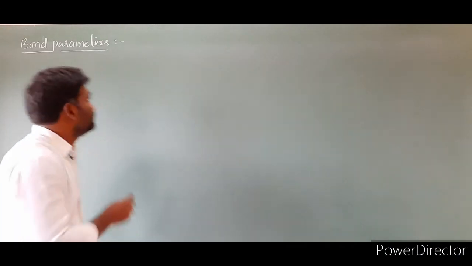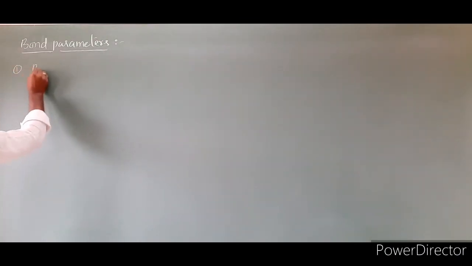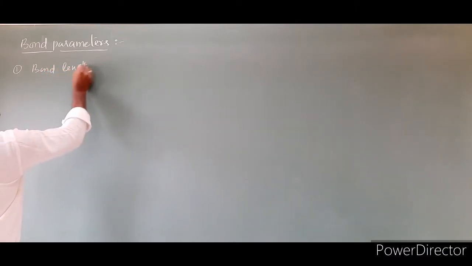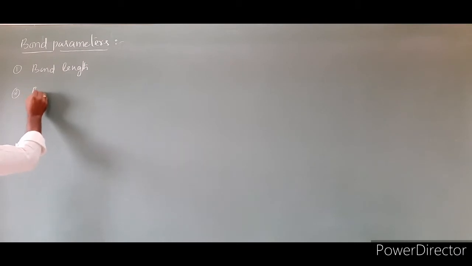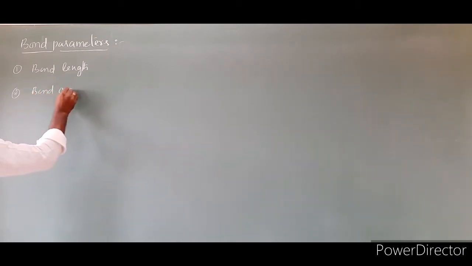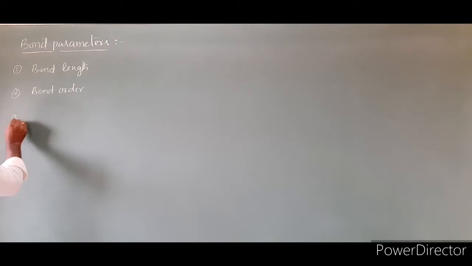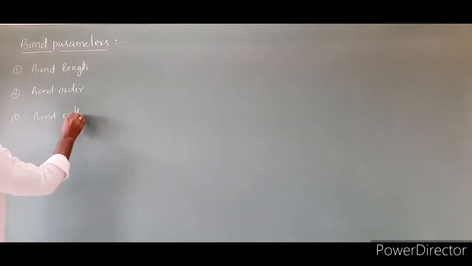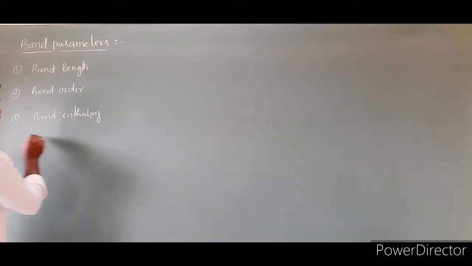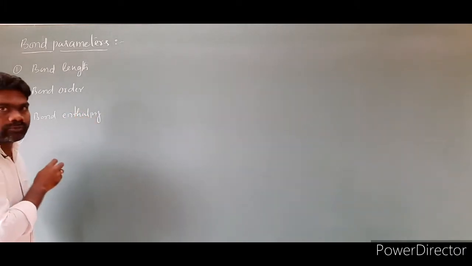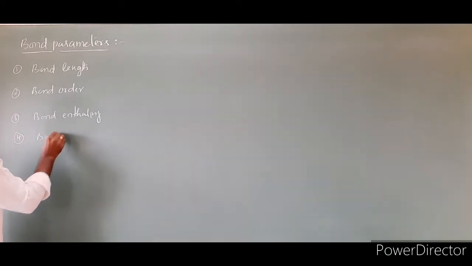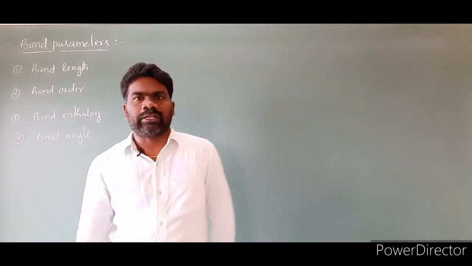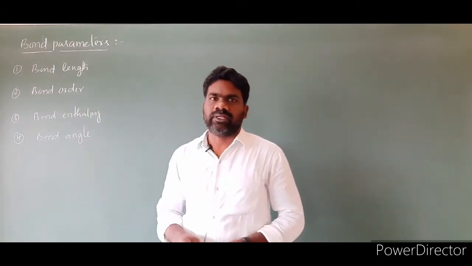Let us write them. The first one, bond length. Second one, bond order. Third one, bond enthalpy. And the fourth one, bond angle. So these are the four bond parameters. Let us discuss one by one in detail.